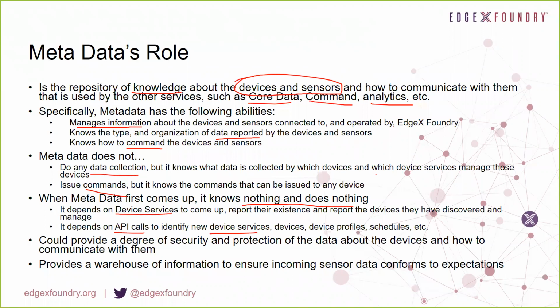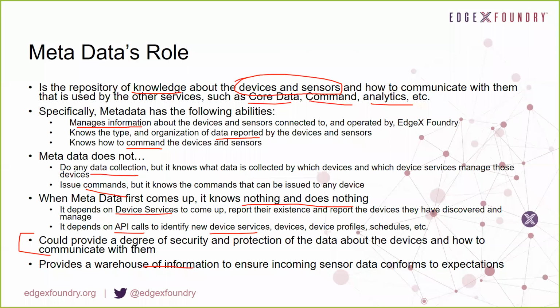Now, we built metadata so that it is a wholesale warehouse of knowledge, but it also offers us some ability going forward to provide security and protection around that data. We don't want nefarious activities going on, learning what devices may be connected to EdgeX or trying to execute commands through them. So while this facility is a warehouse of knowledge, it also provides a level where we can start to attach some security around it. Not there yet today in EdgeX, but certainly something we'll be looking at going forward.